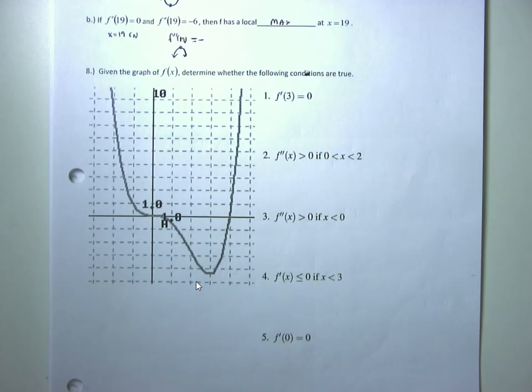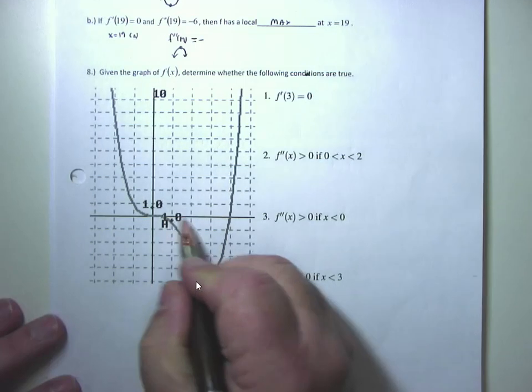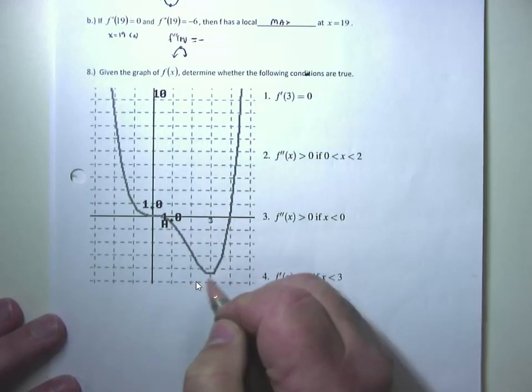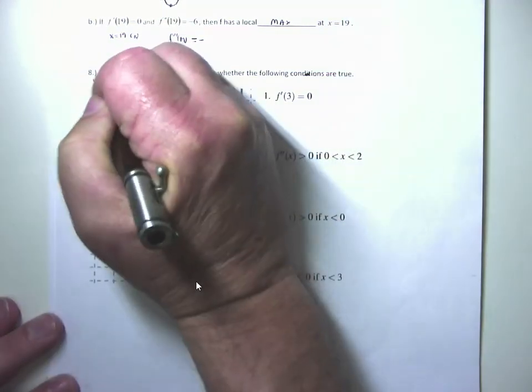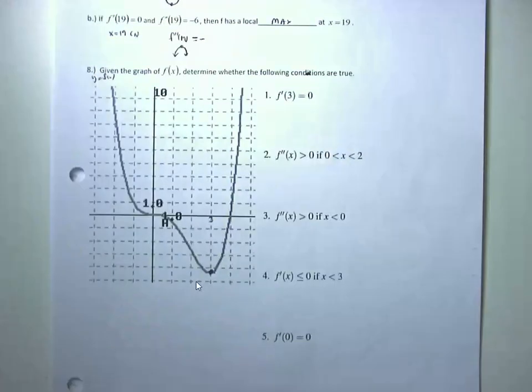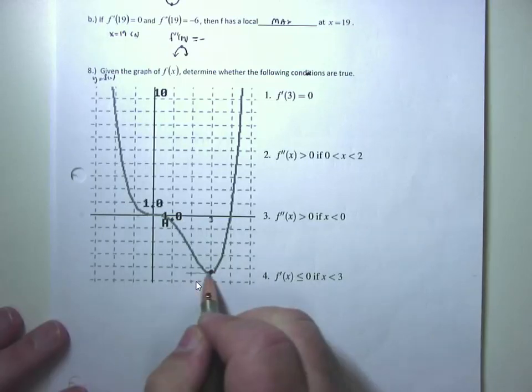Given the graph of f of x, determine whether the following conditions are true or false. Is it true that f prime of 3 is equal to 0? Well, there's 1, 2, 3, there's 3. There's the point. This is the function, y equals f of x. So this is exactly the way you expect to see it. What kind of derivative is there at this particular point on the function?